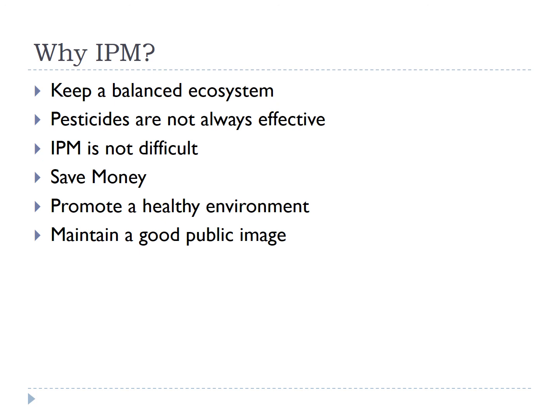And so why do we use IPM? One of the things is really we want to keep that balanced ecosystem. When we go out and just dump chemicals, they can kill things that we don't necessarily want to kill. There are beneficial insects, beneficial fungus, all sorts of things that if we remove every potential thing in that category from the environment, our plants are actually going to suffer. And so we want to have a balanced ecosystem.